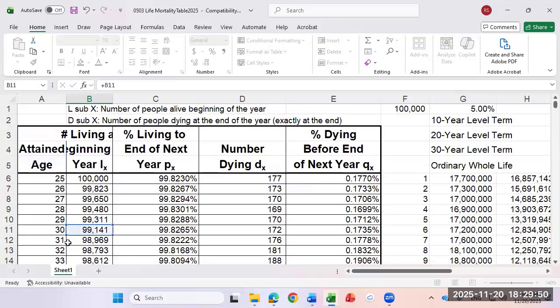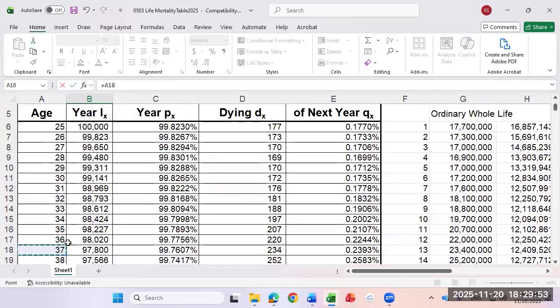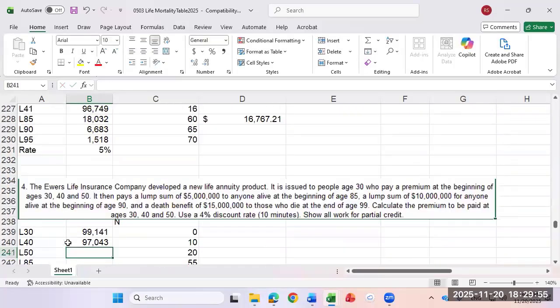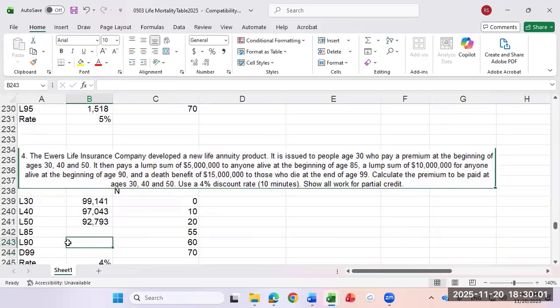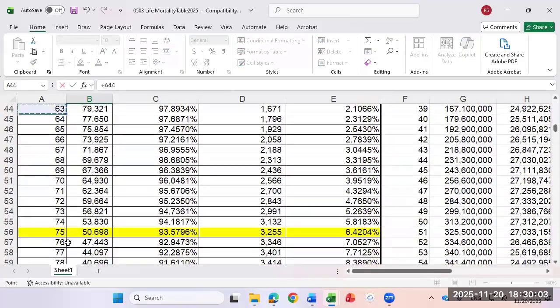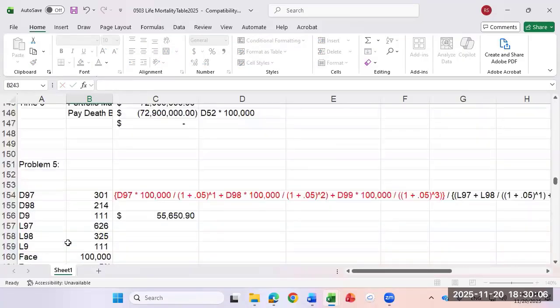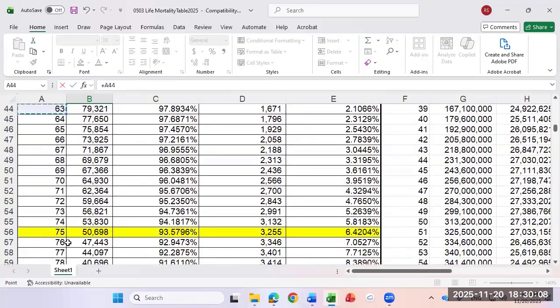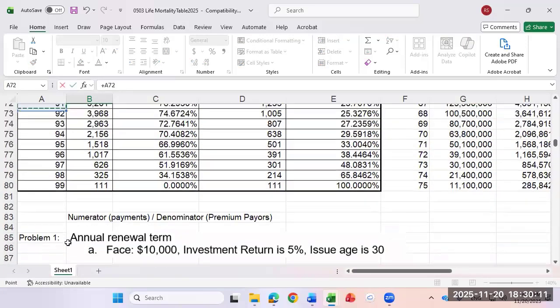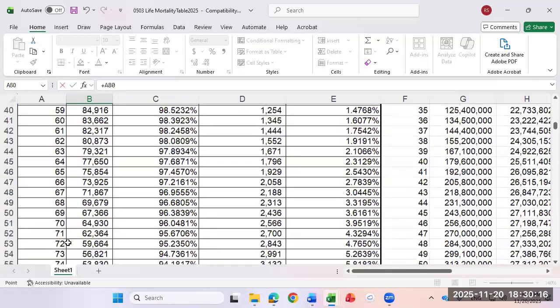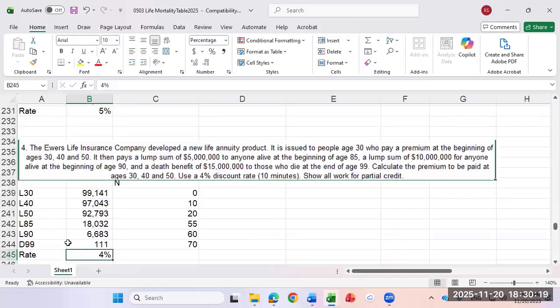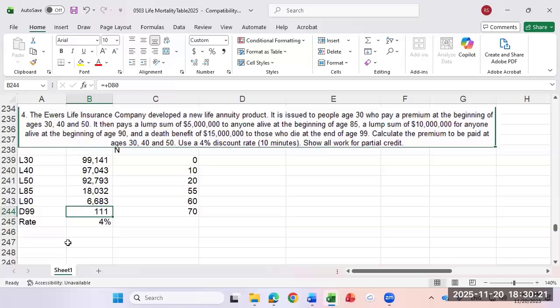L30 is 99,141. L40, 97,043. L50, 92,973. L85, L90. And then for those people who live way too long, we're going to give them a huge bonus, because if they made it to 99, they could make it to 105, 106, who knows what. They could go on forever and ever.